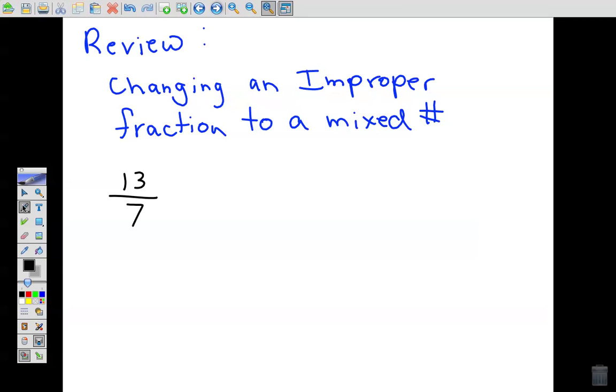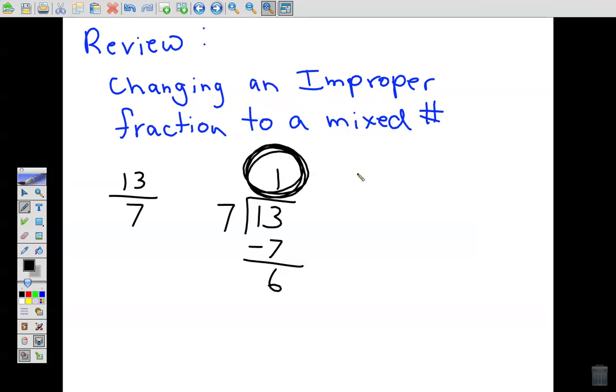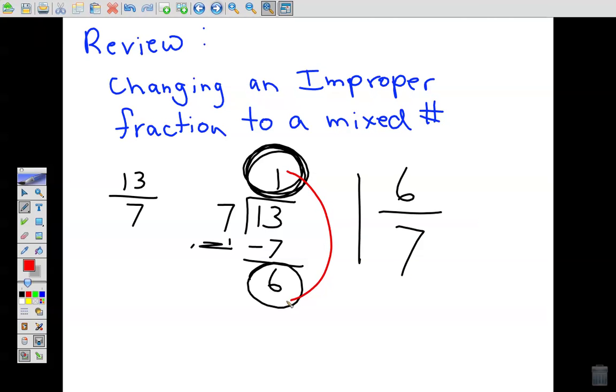Well, you always take the top number divided by the bottom number. 7 into 13 goes once. Do your typical subtraction then. Now, I'm done. This is your whole number. The remainder is your numerator, and what you divide it by is your denominator. I kind of like to remember that as you start up here and you go around clockwise. So 1 6/7. All right? Changing an improper fraction to a mixed number.